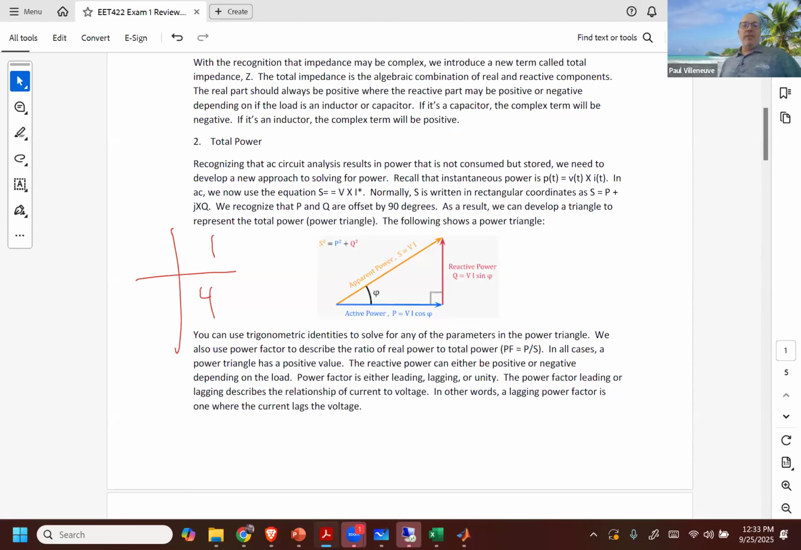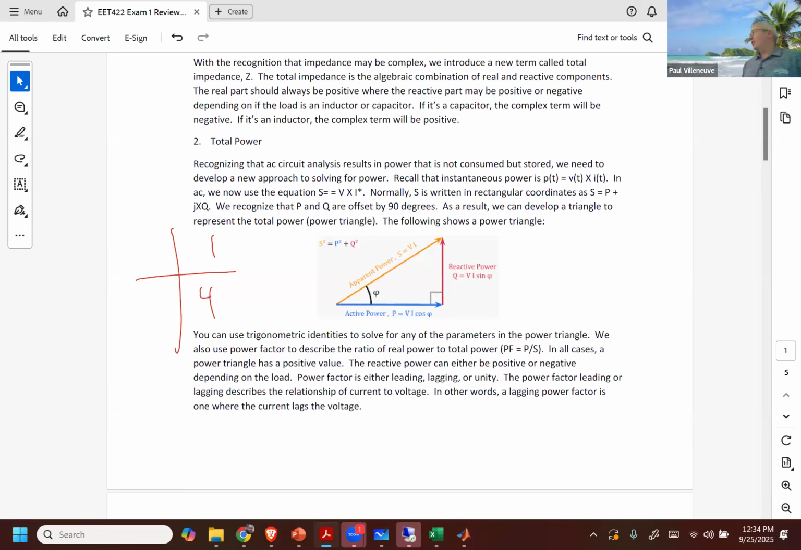It's S equals V I conjugate, okay? You've got to have the conjugate because if you remember when we did our trig identities, when we introduced the power triangle, we had S equals P times I, and it was the magnitude of V at an angle of theta V, times the magnitude of I, but we had to subtract the angle associated with I. So that's the only reason why you use the complex conjugate terms.